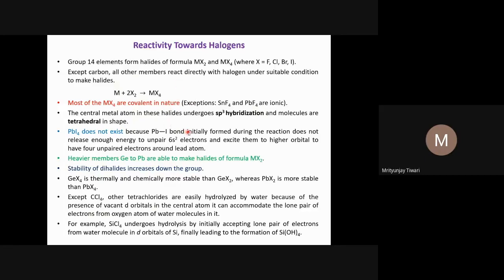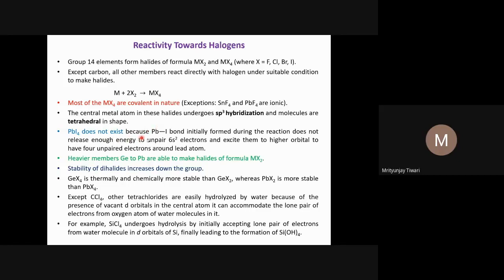The central metal atom in these halides undergoes sp3 hybridization, which one can easily understand because there are four sigma bonds. Because of the four sigma bonds, sp3 hybridization will be there, and the molecules are tetrahedral in shape, since there is no lone pair of electrons on the central atom. They have the perfect shape for sp3 hybridization, which is tetrahedral.